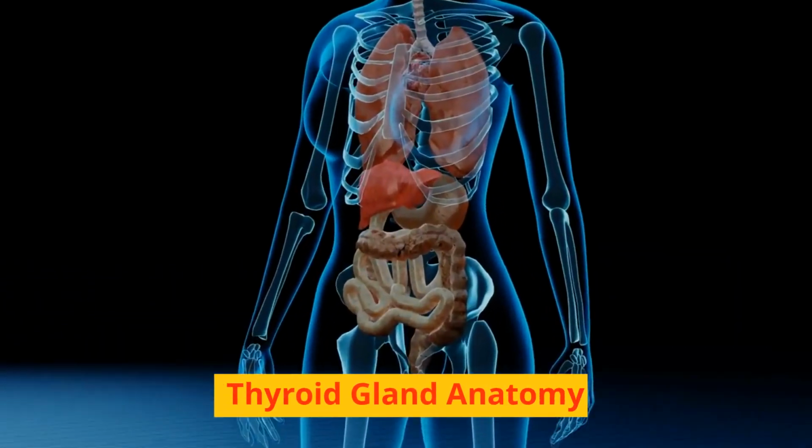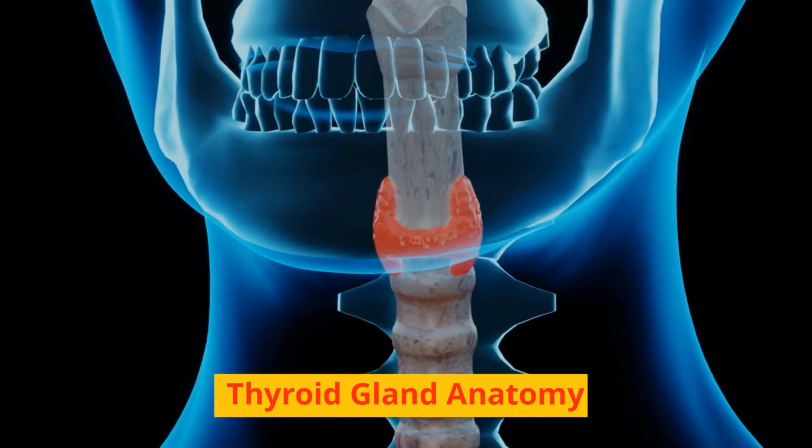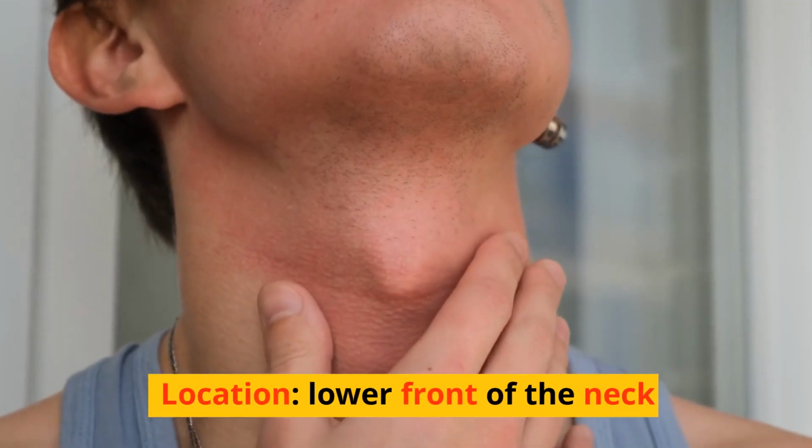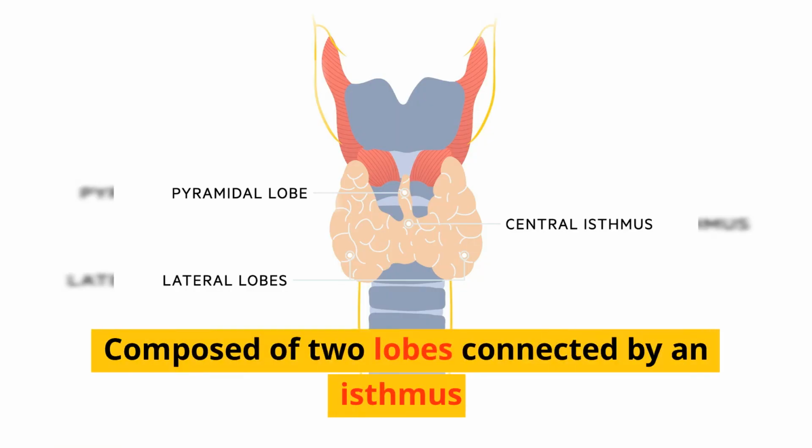Thyroid gland anatomy. Location: lower front of the neck. Butterfly-shaped gland, composed of two lobes connected by an isthmus.